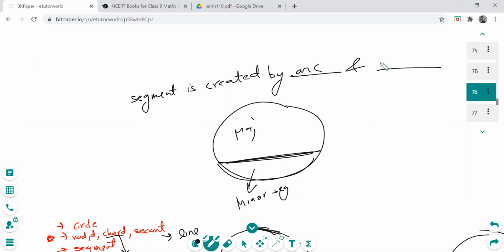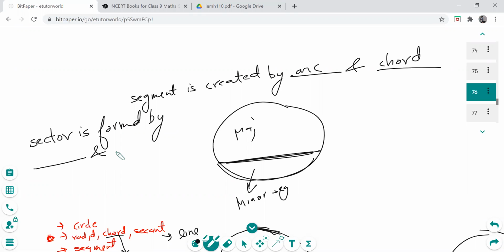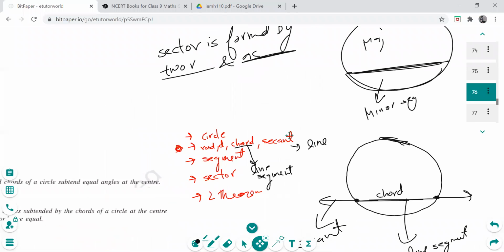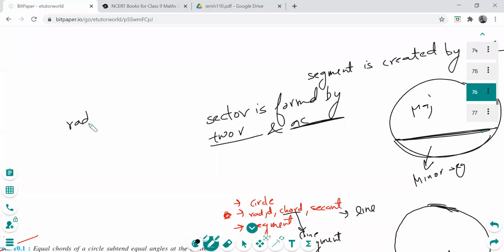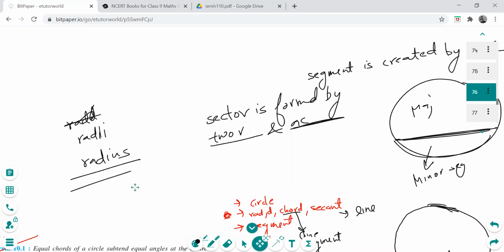So arc and chord. Okay, and a sector is formed by dash. Two radii and one arc. Good. So that was the basics that we did yesterday. Radii is the plural form, and radius is the singular form. So if you want to say two radii, you will say two radii, not two radius.